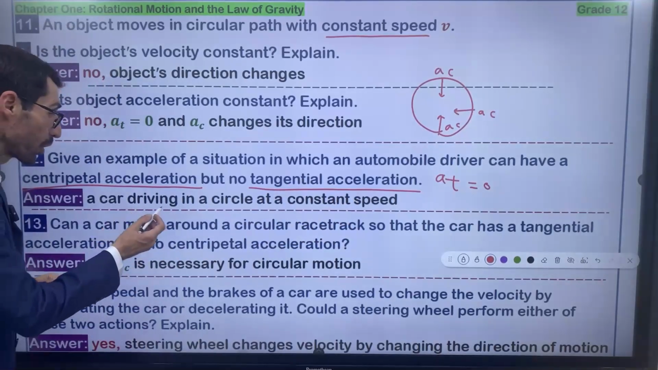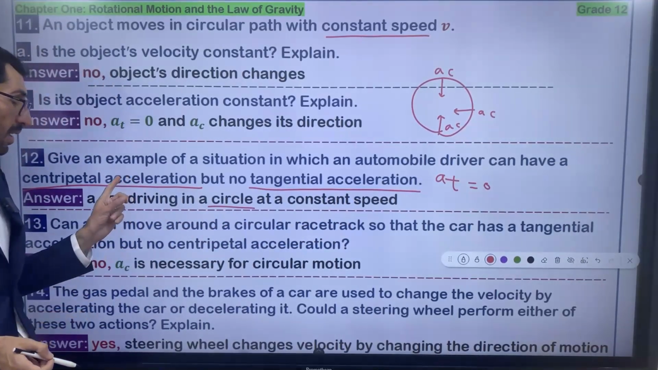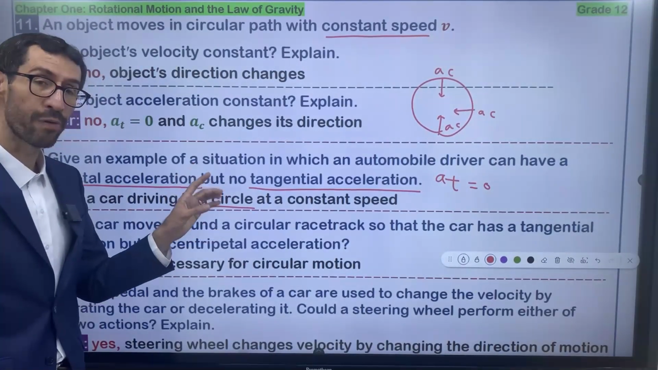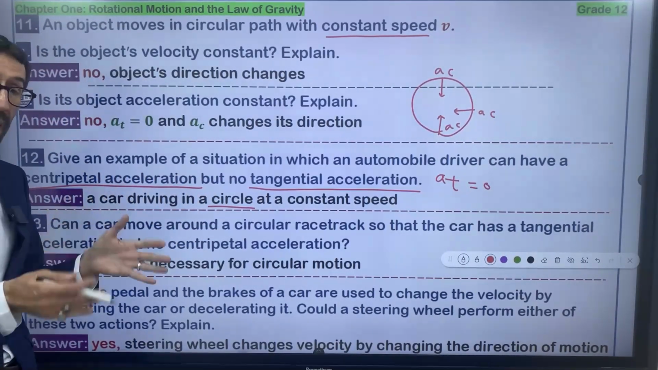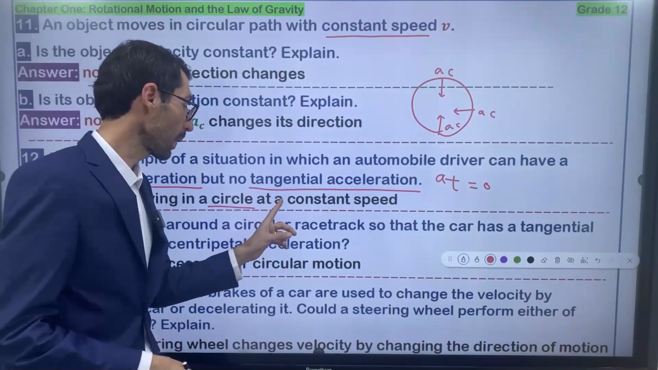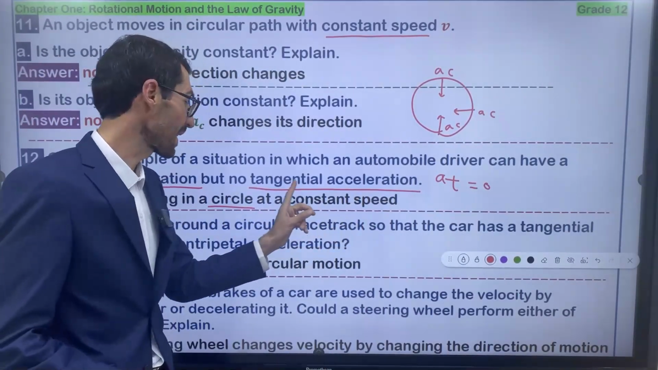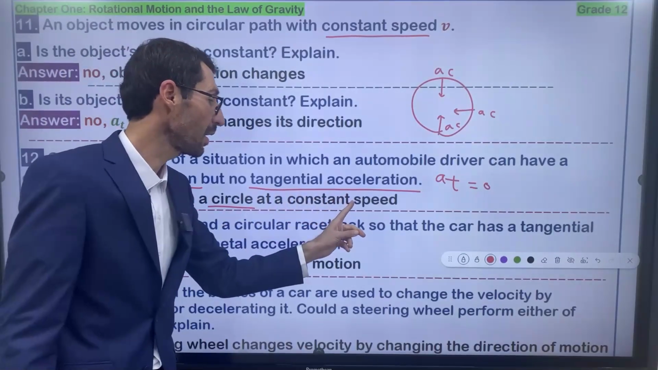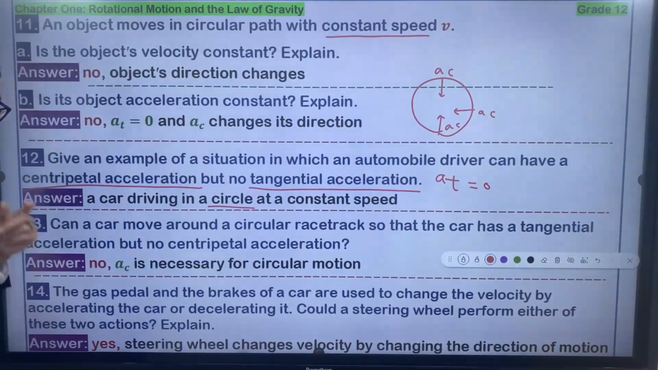Whenever you say driving in a circle, you mention centripetal acceleration, because a circular track provides the centripetal acceleration automatically. But why do we say constant speed? Because it says no tangential acceleration. Constant speed, especially tangential speed.